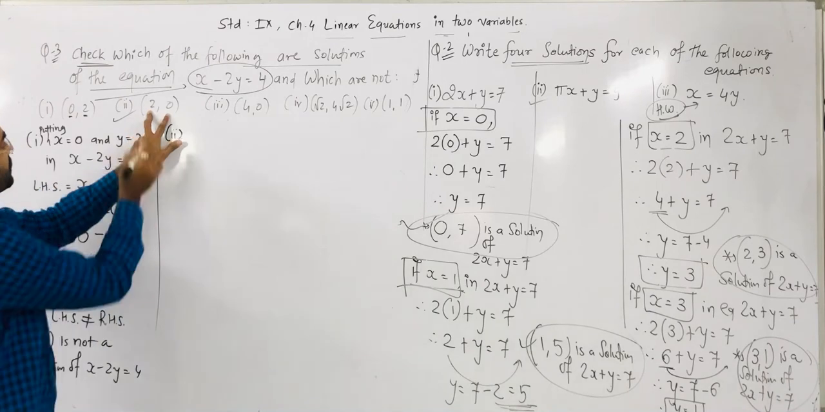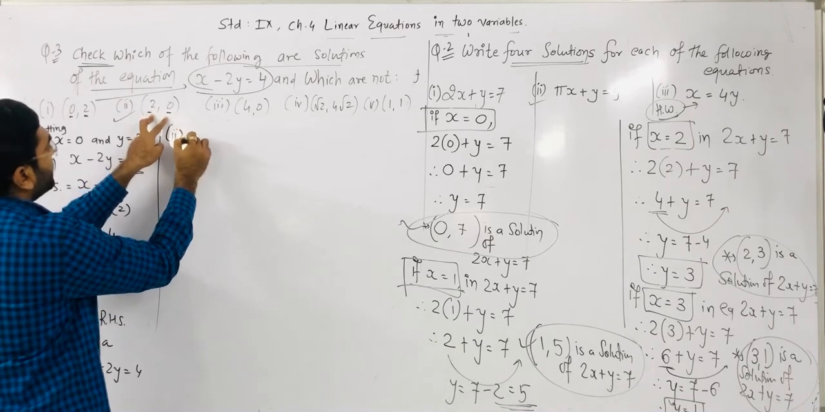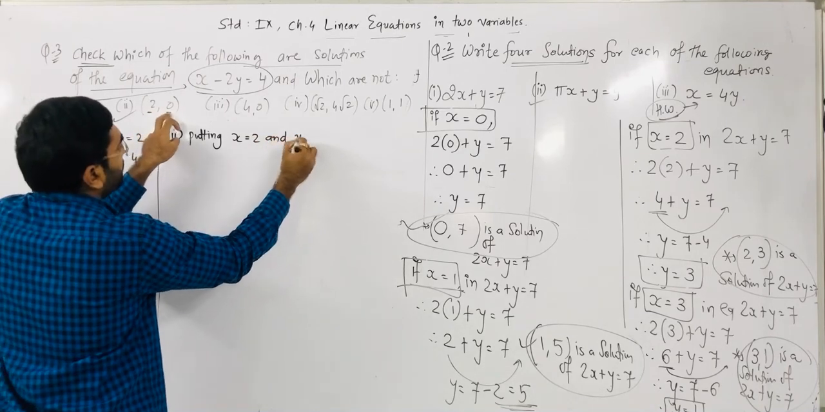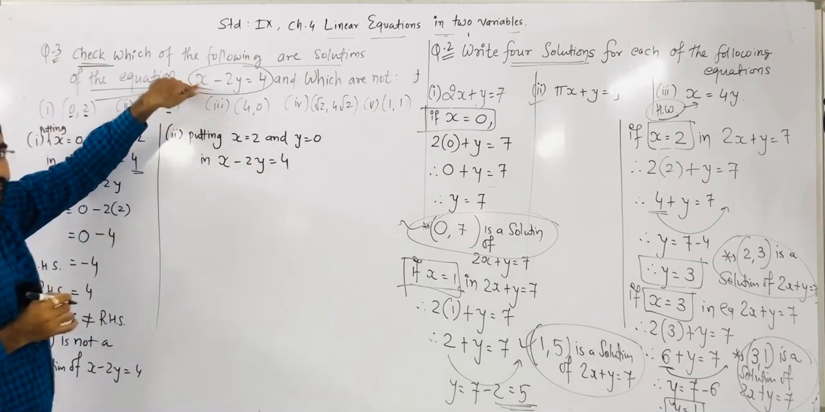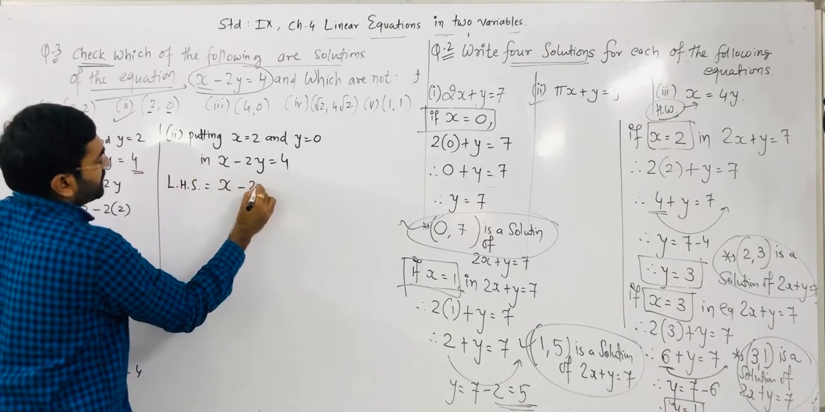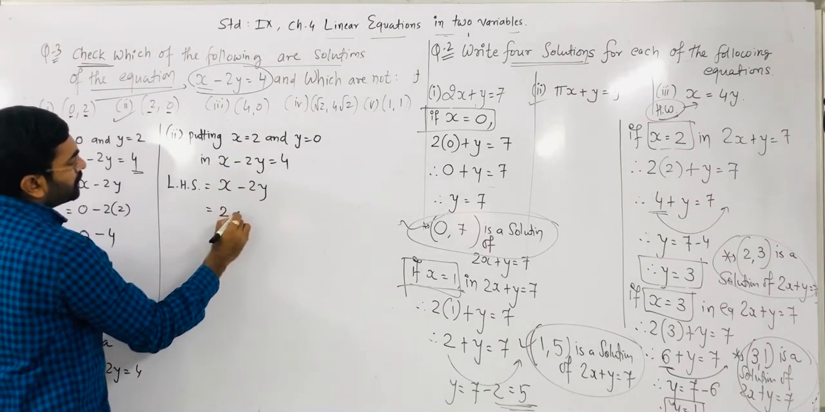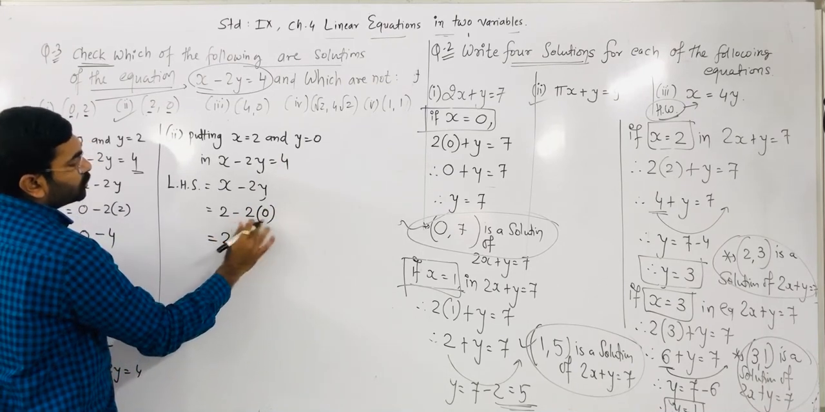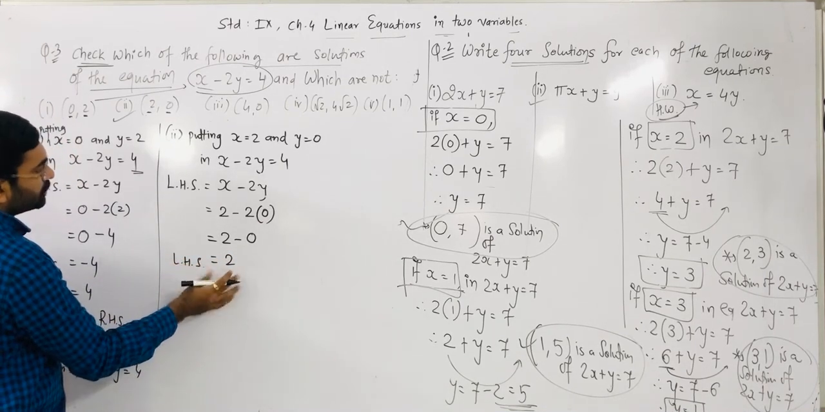For that, as I told you, the first value represents the x value and the second value represents the y value. So we put x is equal to 2 and y is equal to 0 in the given equation, x minus 2y is equal to 4. The left hand side of the equation is x minus 2y, in which I put x is equal to 2 and y is equal to 0. Here I have to put 2 times 0. So we get 2 minus 2 into 0, which means 0. So the left hand side I get as a 2.